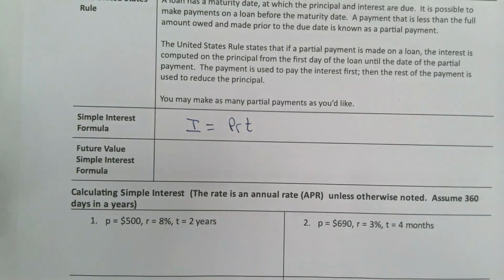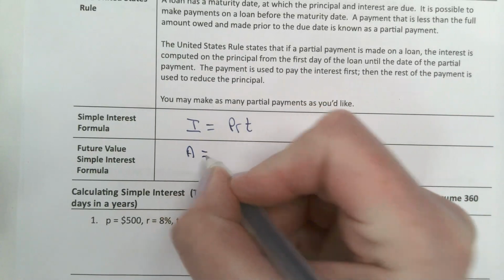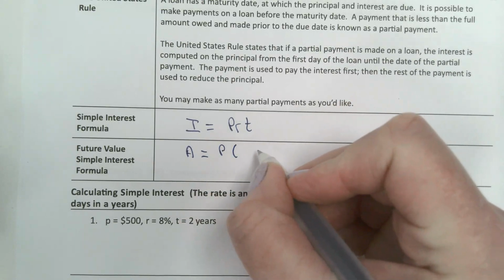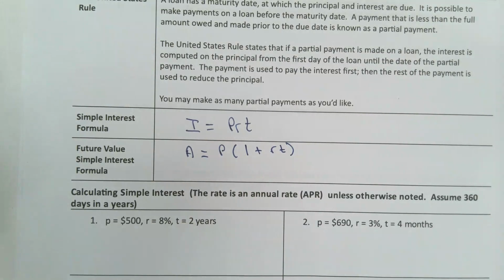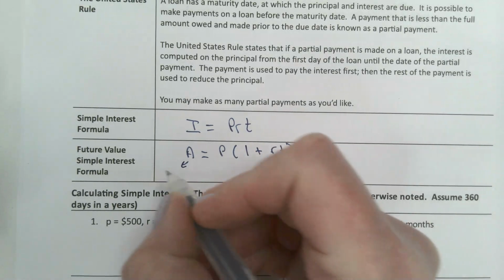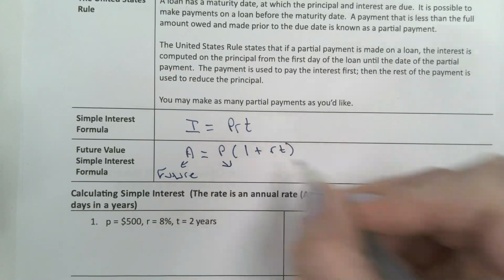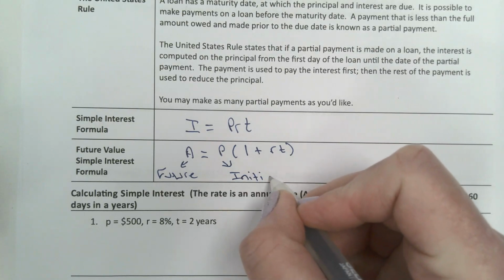So the future value simple interest formula, I think we did use this one a little bit last week, is A equals P times parenthesis 1 plus RT, where A is the future amount and P is the principal or initial amount.